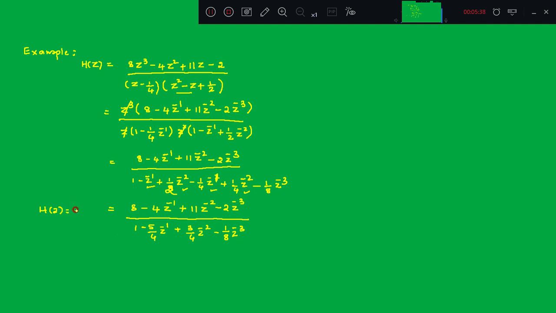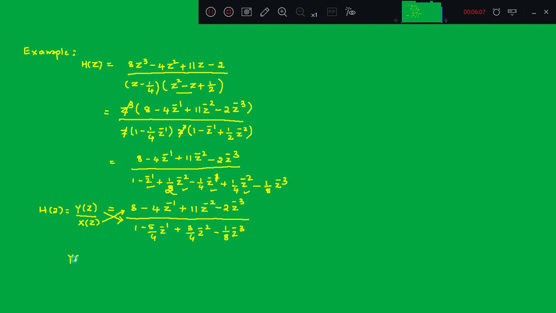H of z is nothing but Y of z divided by x of z. So now, as usual, for the direct form 1 realization, you have to perform the cross multiplication, right? So y of z into this one, x of z into this one. So what you will get?